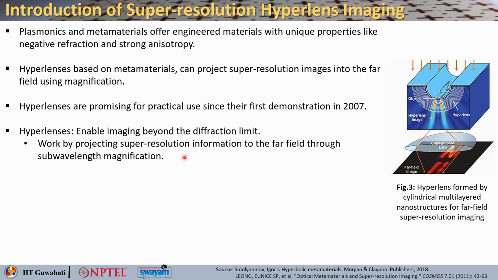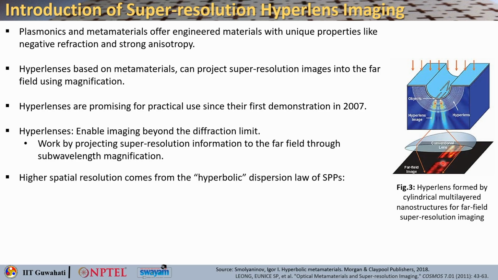So, they work by projecting the super resolution information into the far field through sub-wavelength magnification, and that is shown here. You have got an object which is sub-wavelength, and then you have a hyperlens which is made of hyperbolic metamaterials that will magnify the feature to a scale which can be picked up by conventional lenses, and then you can do far field imaging, right.